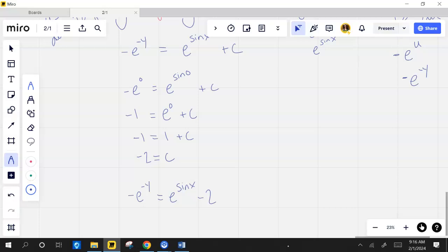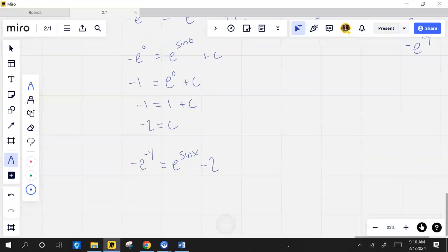How in the heck am I going to get y by itself? I am going to do an ln. Before I do ln, I'm probably going to take care of that negative first, though. Divide by negative.